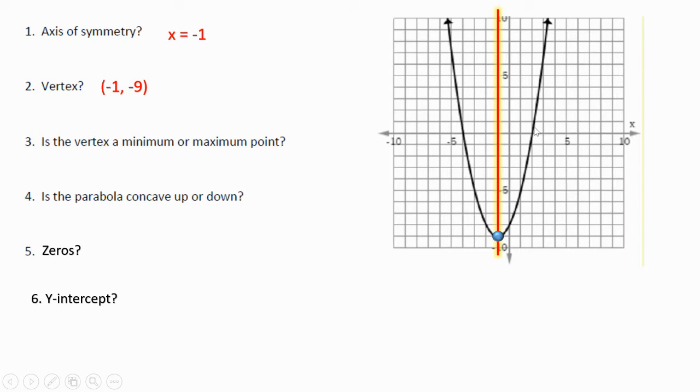Is this vertex a minimum or a maximum point? Well, it's the lowest point, so that's a minimum. Is the parabola concave up or concave down?